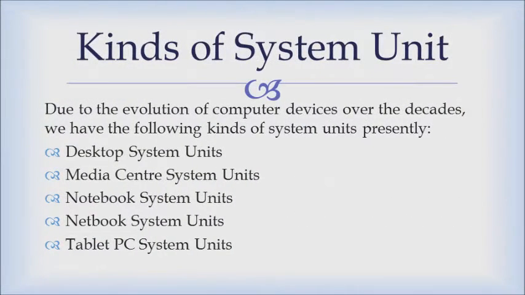Kinds of system unit. Due to the evolution of computer devices over the decades, we have the following kinds of system units presently: desktop system unit, media center system unit, notebook system units, netbook system units, tablet PC system units. Among all these, the biggest is the media center system unit. It's very big. And then also following is the desktop system unit, which is the one we are talking about in this video.